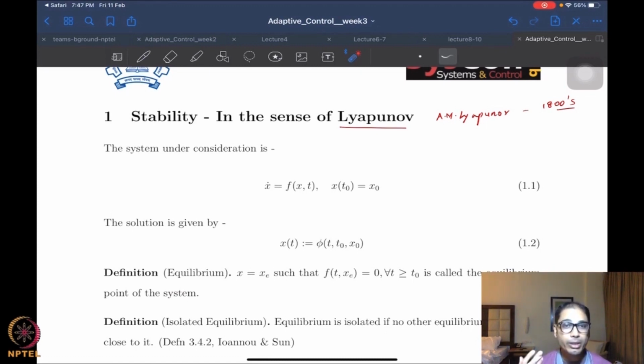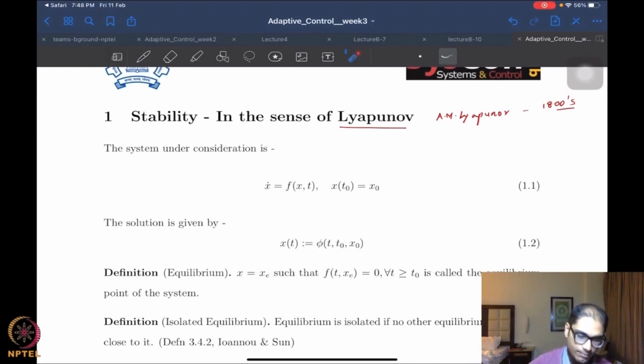So therefore, there would be no question of trying to understand how systems perform under feedback. This is a seminal tool in nonlinear systems, any nonlinear system. Any nonlinear systems course, or of course nonlinear adaptive systems course, is incomplete without a study of Lyapunov stability notions and the theorems. And so that's of course what we intend to look at.